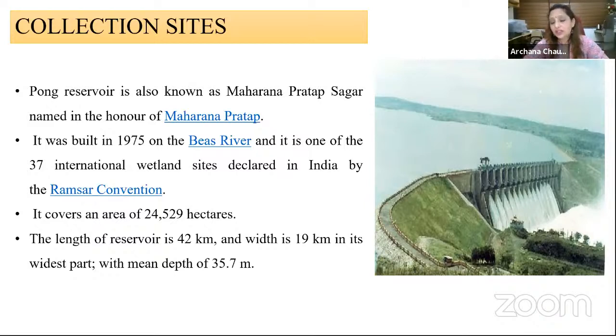Interestingly, it is one of the international wetland sites which has been declared as one of the Ramsar sites under the Ramsar Convention, and it covers 24,529 hectares with a length of 42 kilometers, a width of 19 kilometers in its widest part, and a mean depth of 35.7 meters. So these were the sampling sites, and you can see the distribution of the sampling sites.